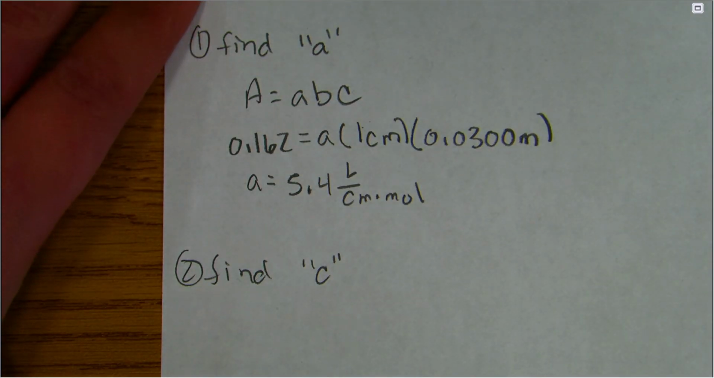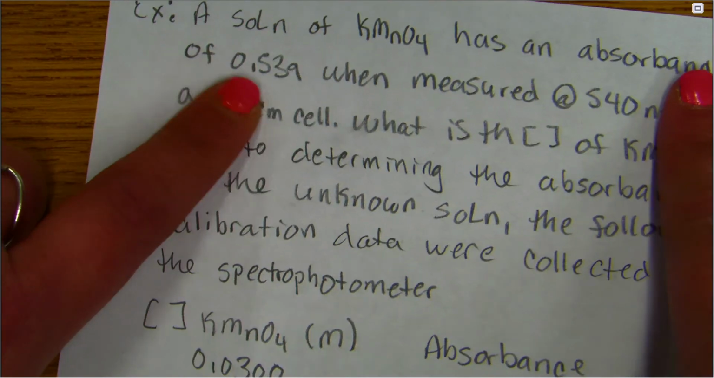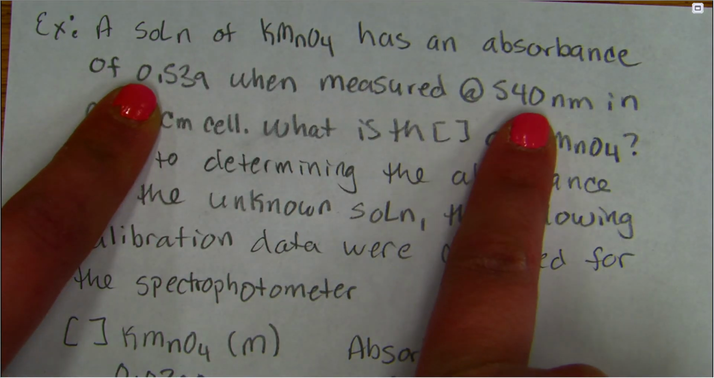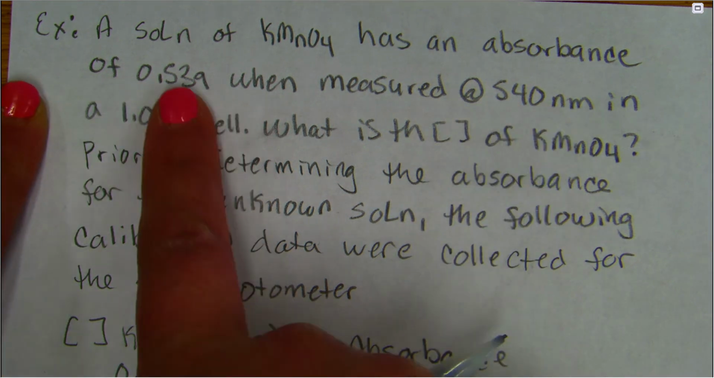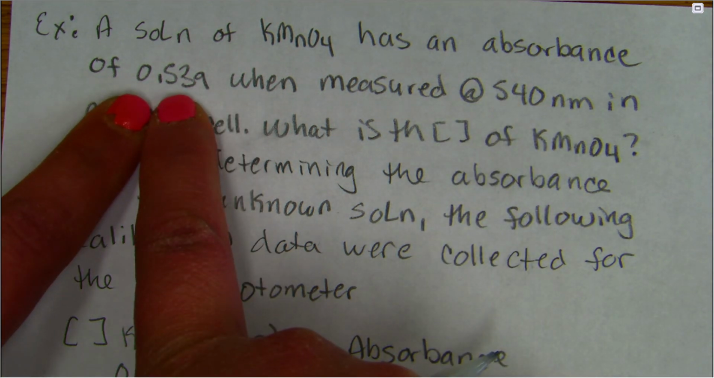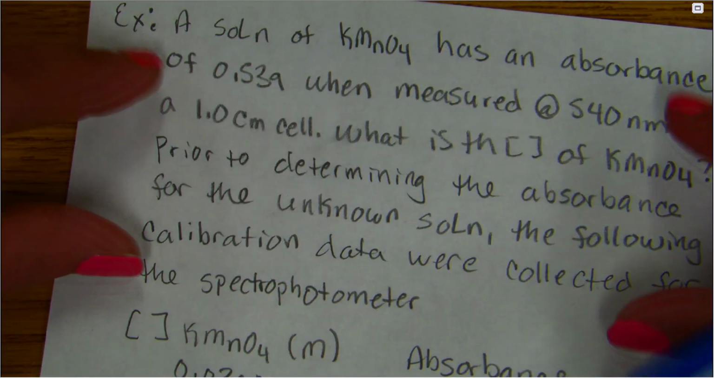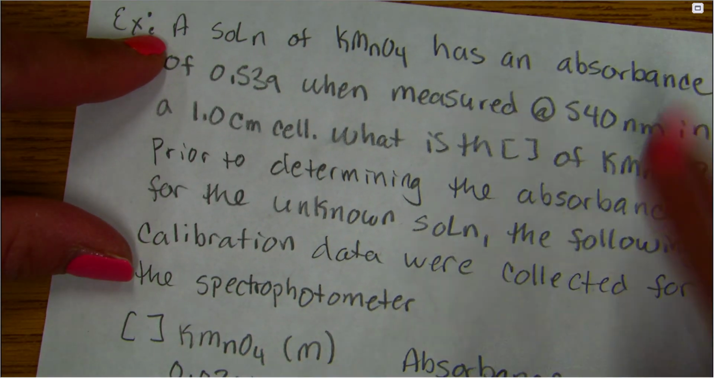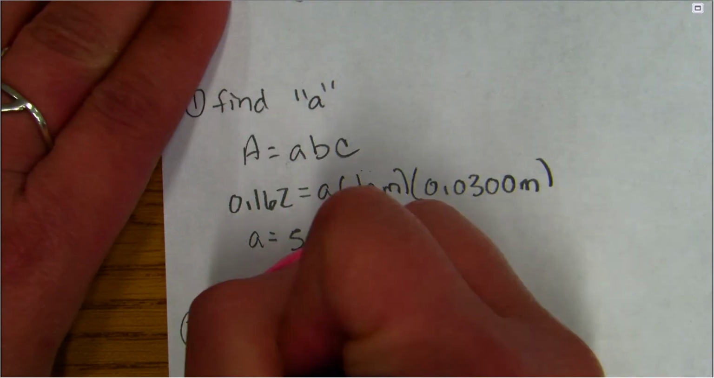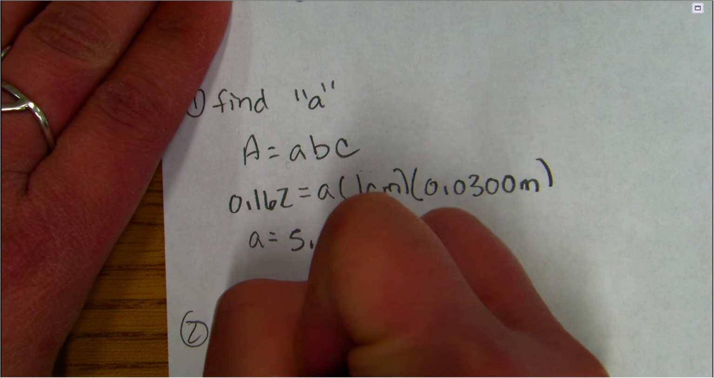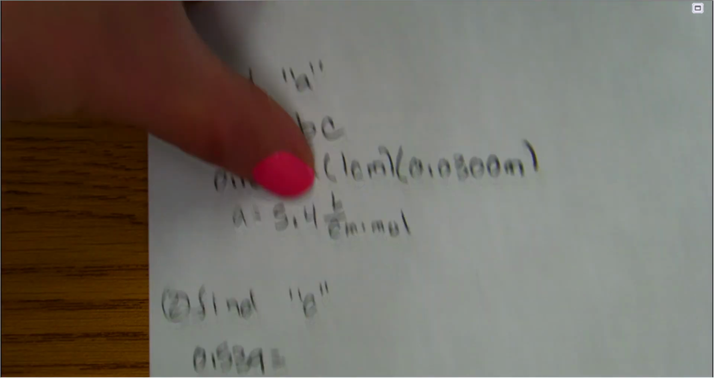The absorbance is provided for me in the problem. At 540 nanometers, that's the wavelength of light we chose to use, I had an absorbance of 0.539. So I used my calibration data to find little a, and now I'm using the data provided in the problem to find concentration. So here's the absorbance at the unknown concentration. Here's my A.